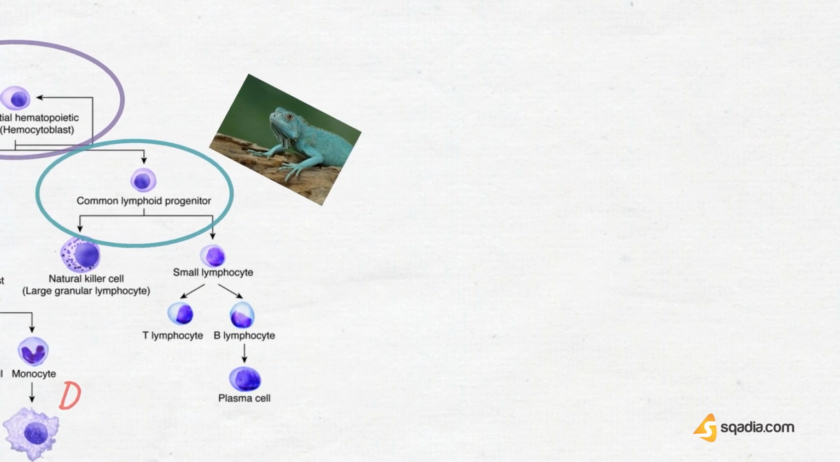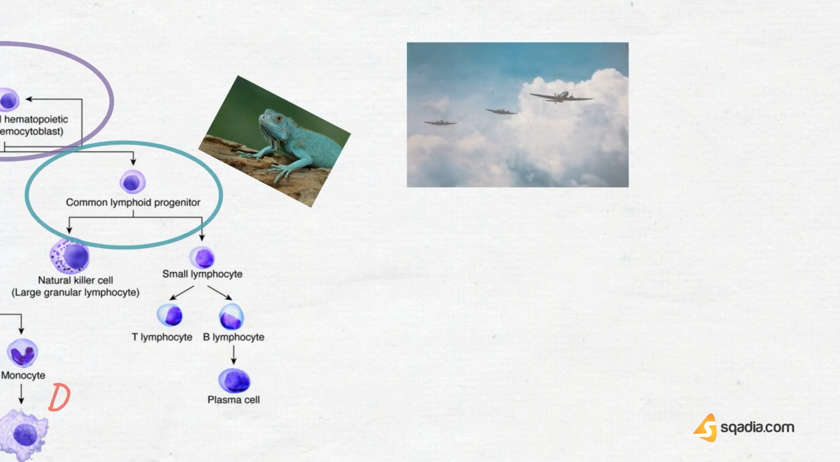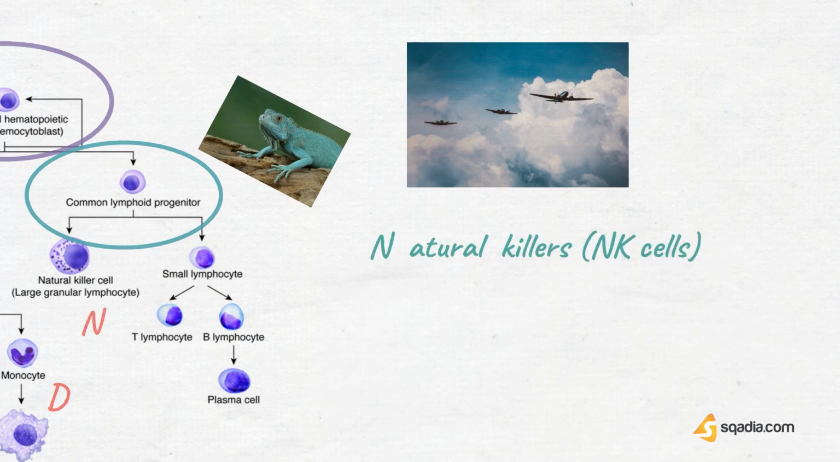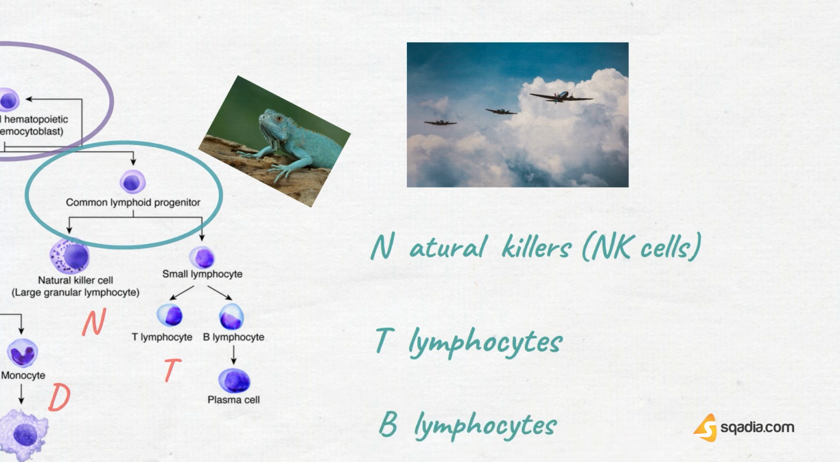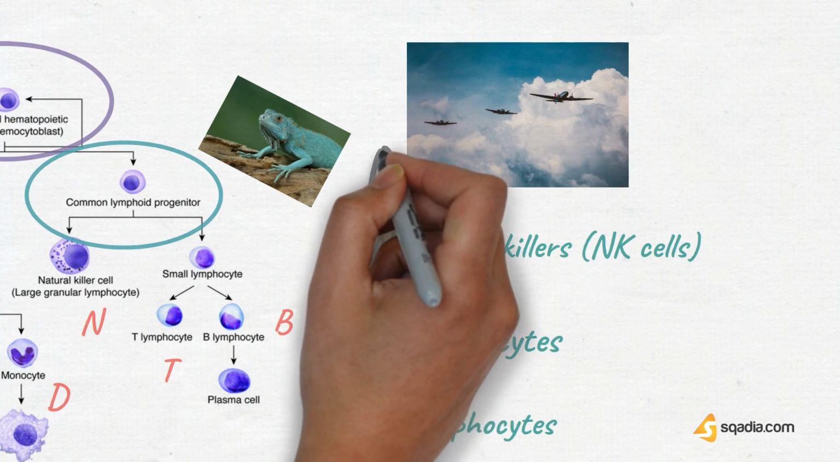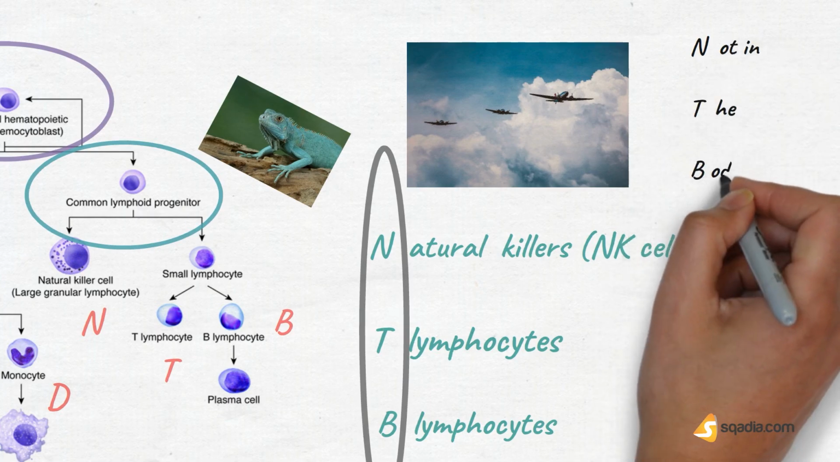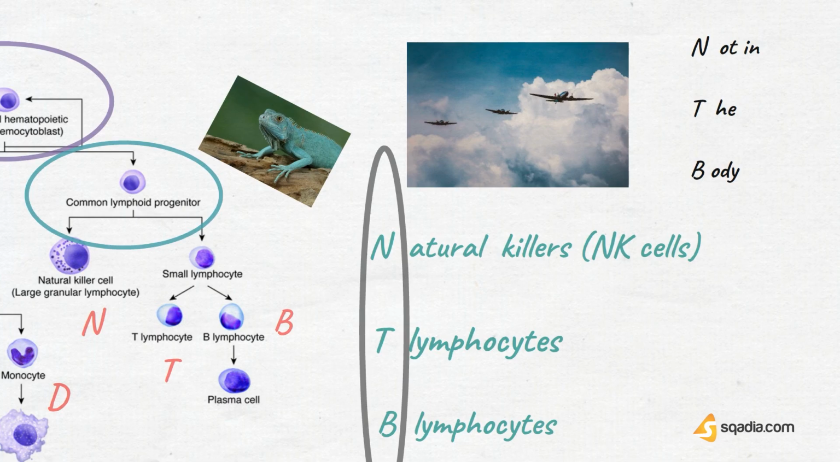Okay, now we're going to the team of the blue lizard. Let's think of them as defenders, an army that protects our body. We have 3 major subtypes of defenders in this army: the natural killer cells, the T lymphocytes, and B lymphocytes. To remember the cells in the blue team, let's keep in mind the mnemonic NTB, from the initials of each type of cell, meaning "not in the body." In fact, all of these cells are able to recognize and kill elements that do not belong to our body. We can remember it like that.